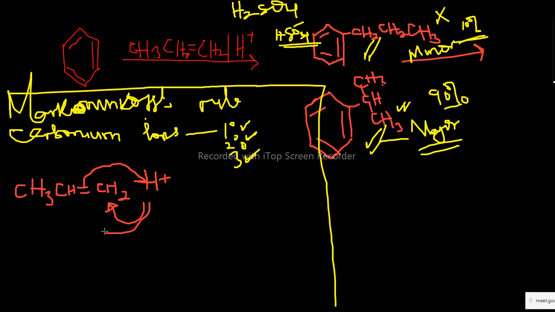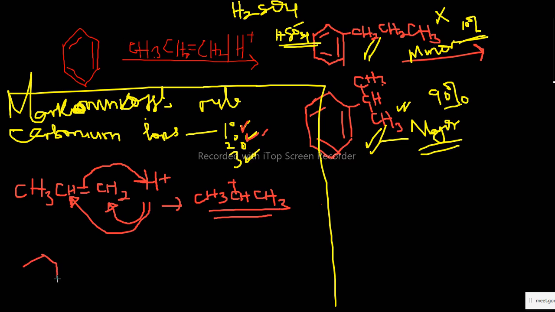Or alternatively, it can add itself here, and when it adds itself here, it will form a primary carbocation. But a primary is less stable than a secondary. So where you have a chance of formation of a secondary over a primary, you form a secondary. So as a result, the hydrogen is going to add itself here, and you have a secondary carbocation. So we shall form CH3, and then CH with a plus, and then CH3. As simple as that.